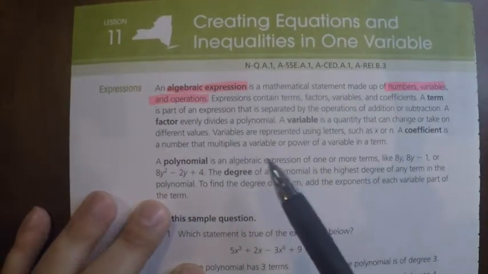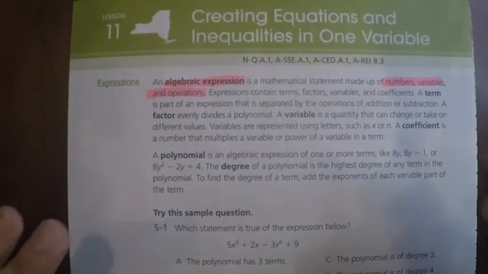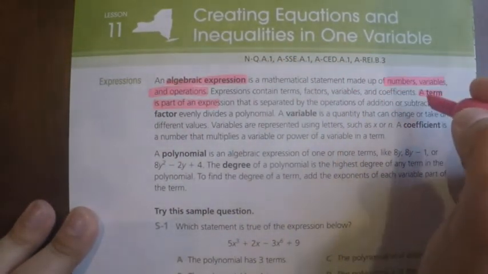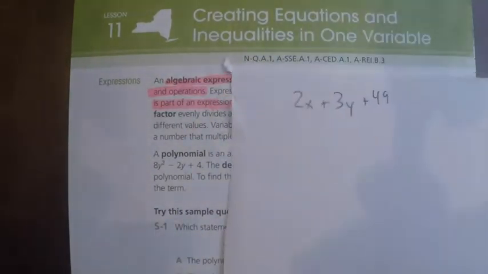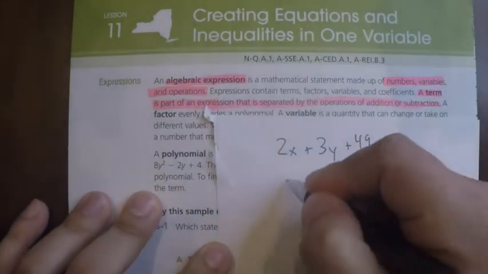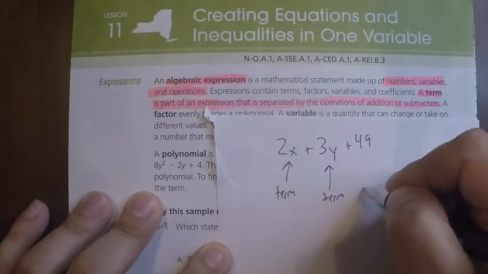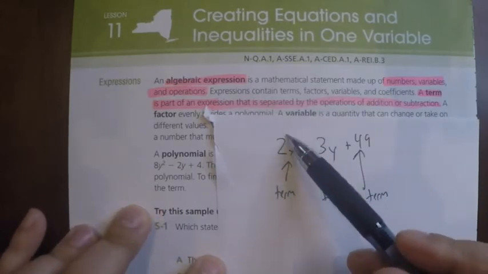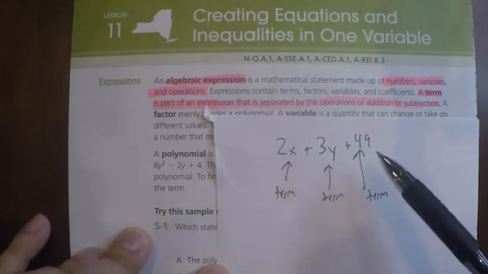Next thing says, expressions contain terms, factors, variables, and coefficients. So the first word here, a term. A term is a part of an expression that is separated by addition or subtraction. So when we look at our example that we had here, each of these is a term. Because it is part of an expression, right? So you have a coefficient and variable, and it's separated by addition or subtraction.